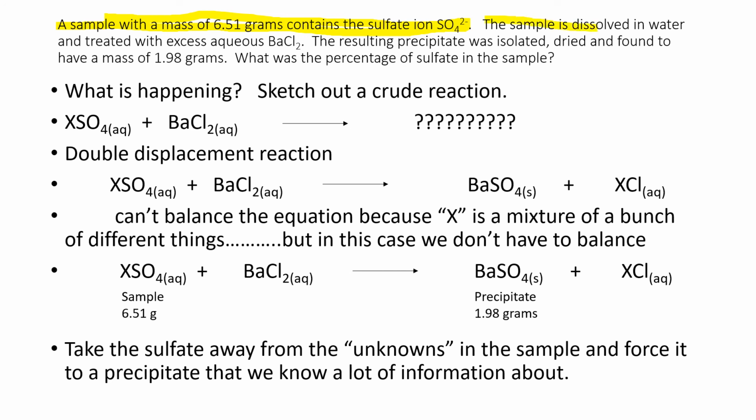You take the sample, it dissolves in water. After that, you treat it with excess aqueous barium chloride. The resulting precipitate was isolated, dried, and found to have a mass of 1.98 grams. What we want to know is what was the percentage of sulfate in the sample.